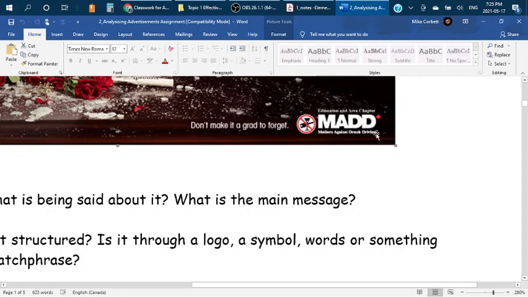It is on the bottom, just like we learned from our notes. This is where it belongs. And this does have copy. It has words that it's stating right here. It says, "Don't make it a grad to forget."